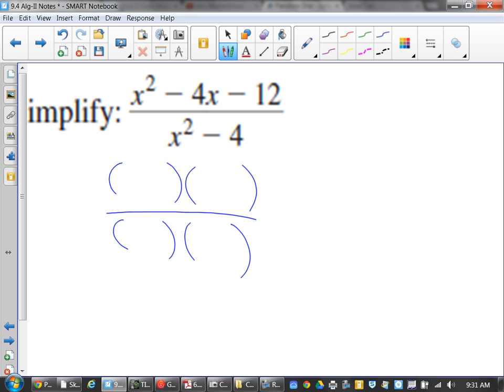So what times what is negative 12, and you add together to get negative 4? 3 and 4. 6 and 2. Oh, shoot, I was thinking 1.